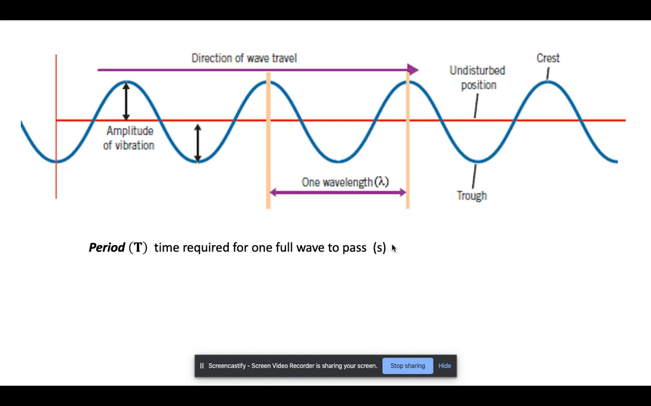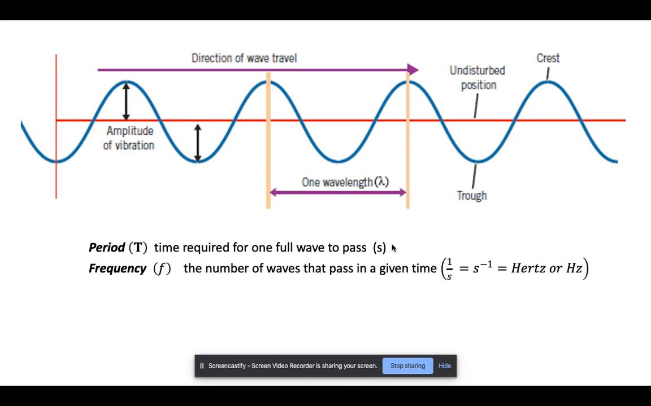Now, don't forget, when we were talking about period, we always talked about the frequency, which is basically period's cousin. The frequency is the inverse of the period. In other words, that would be the number of waves that pass in a given amount of time. So its units would be 1 over seconds, which is the same thing as seconds to the minus 1, or what we're going to be starting to call them, that unit is officially called a hertz, which is represented by Hz.